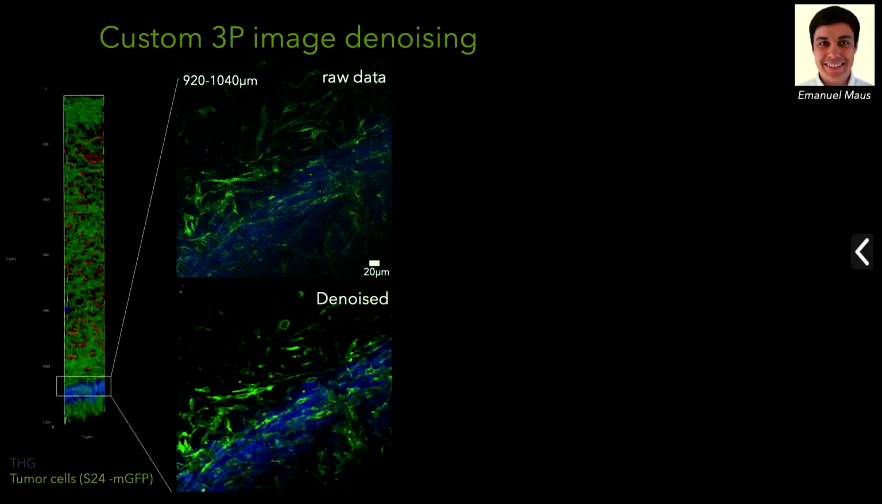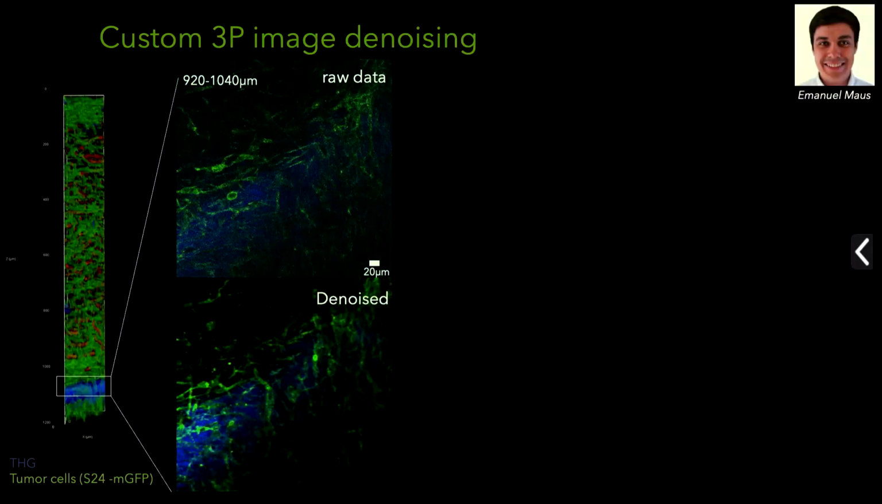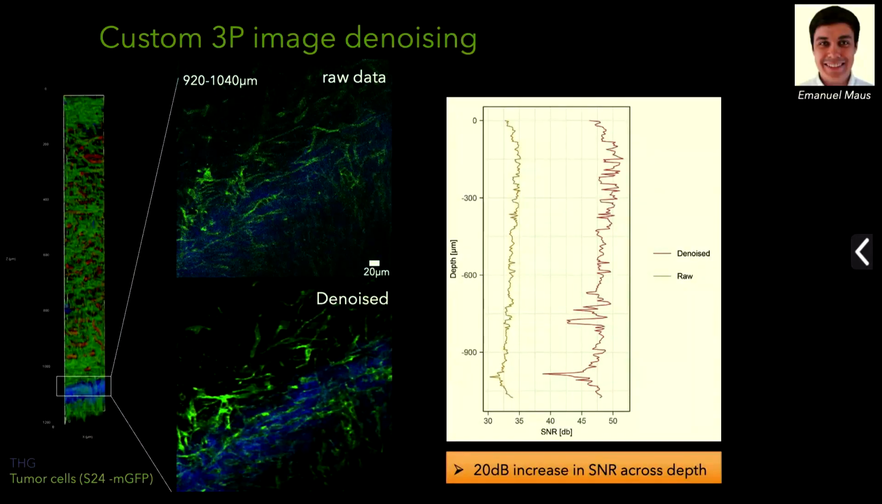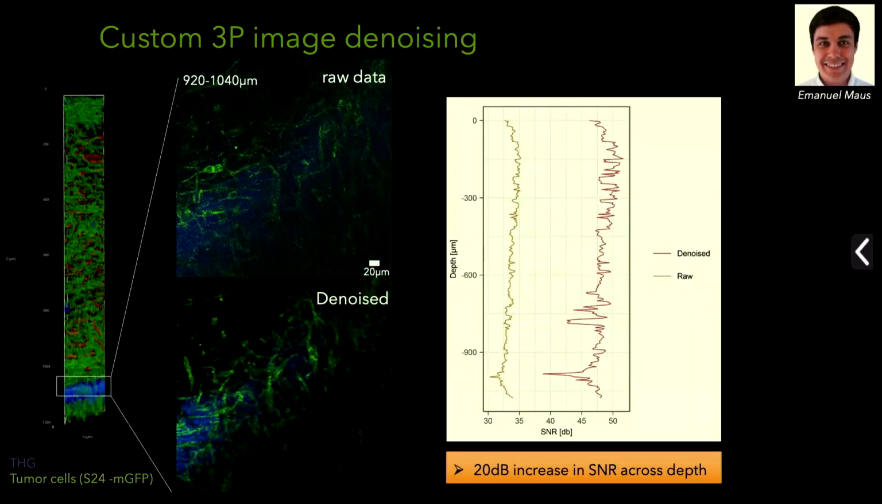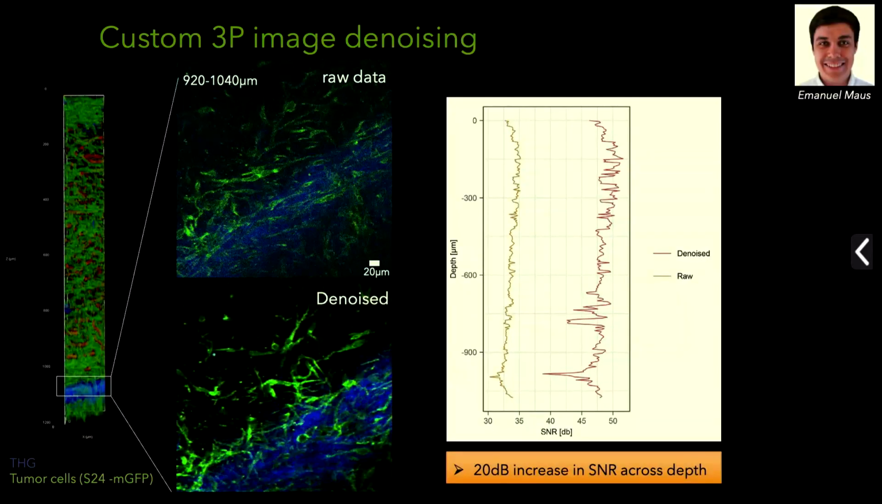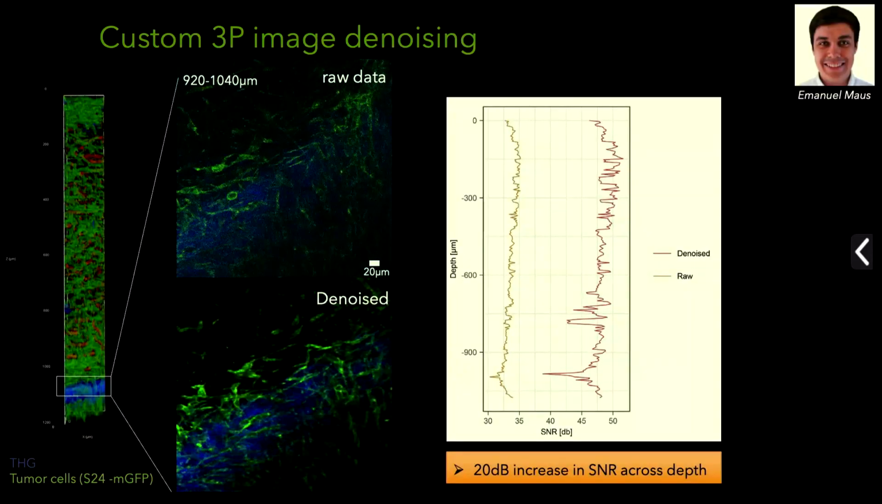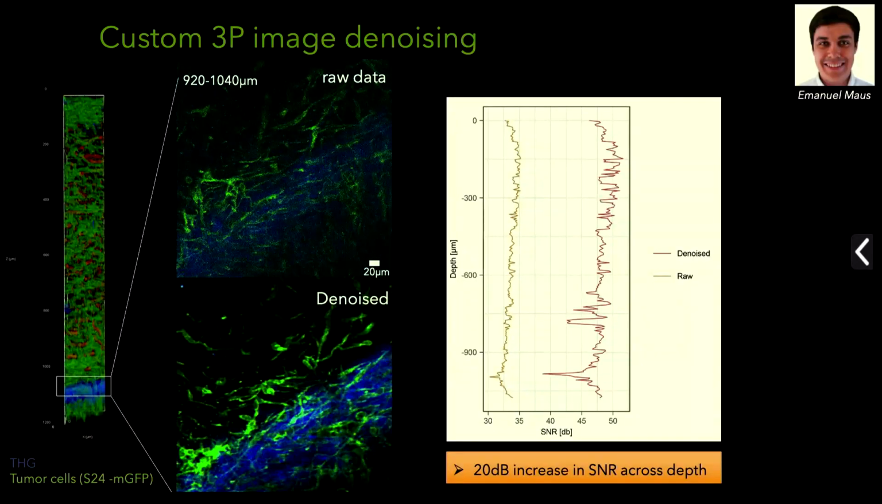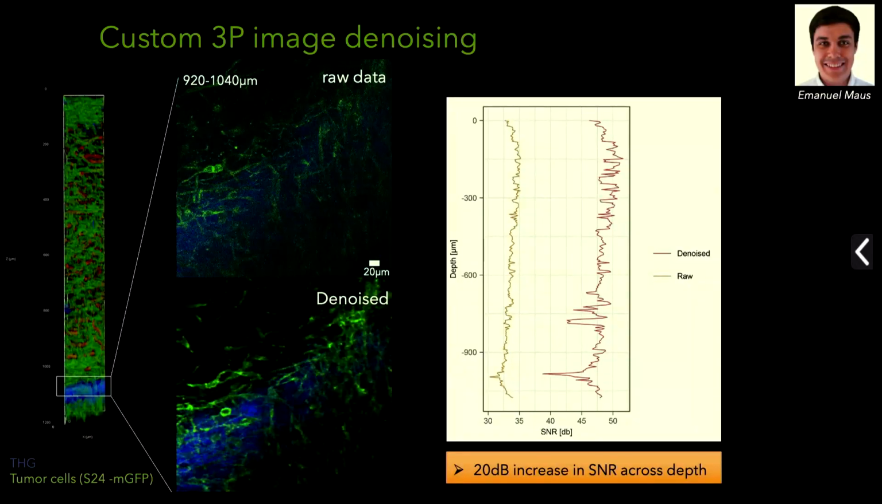This works fairly well now, as you can see here on the left in these movies, but also on the right in the quantification. The image denoising here really affords us to increase the signal to noise by about 20 dB across the whole imaging depth. Of course, it's mostly very important at the deeper layers where we wanted to actually image the glioblastoma cells.